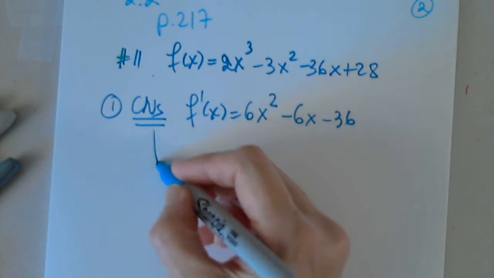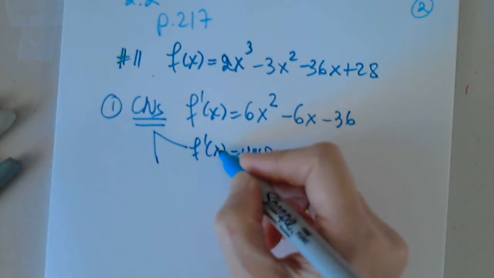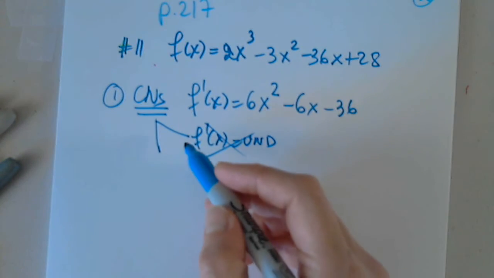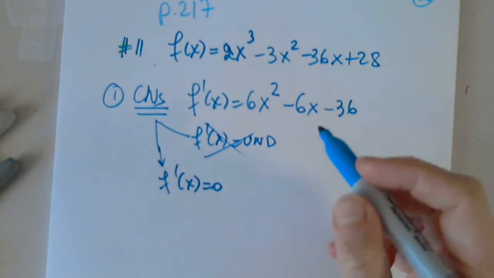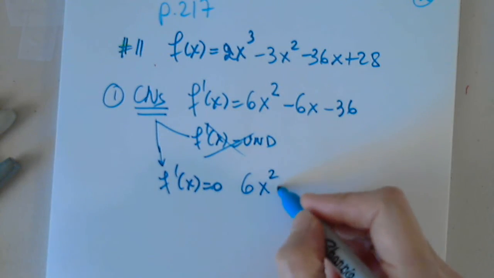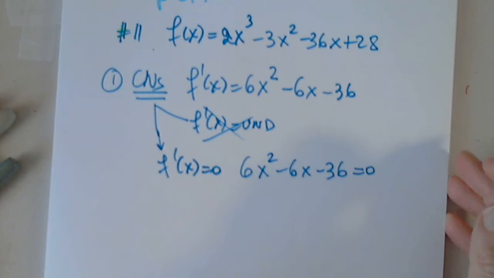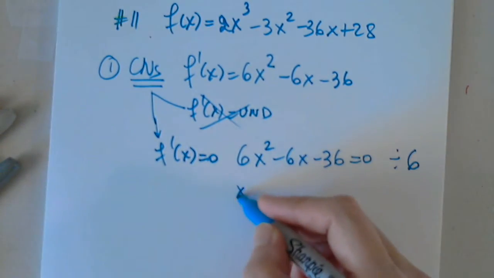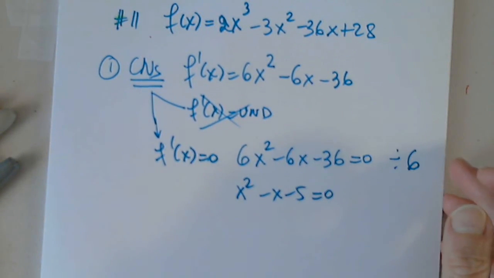So I know that critical numbers come from f prime being undefined. There is no such thing. It's a polynomial. The second possibility, from f prime being 0. Good, that's possible. 6x squared minus 6x minus 36 equals 0. Of course, I will divide both sides by 6. And I get x squared minus x minus 5 equals 0.